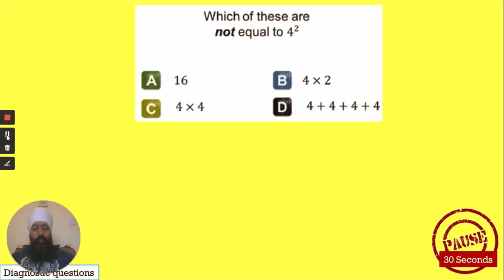Right, your first question then, which of these are not equal to 4 squared? Is it 16, 4 times 2, 4 times 4, 4 add 4, add 4, add 4? Press pause, give yourselves 30 seconds and then we'll go through the answer.